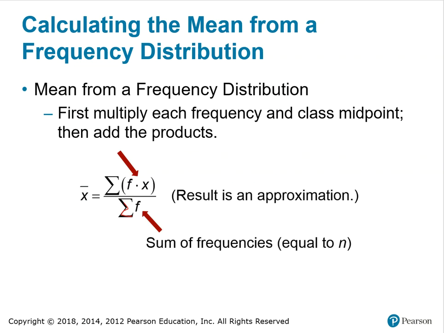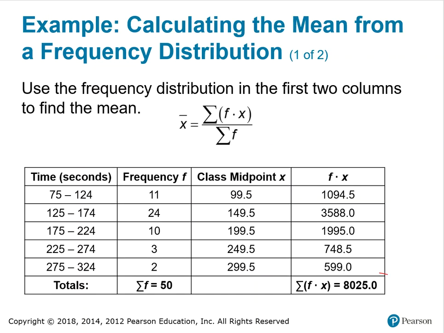This is our formula. The mean is equal to the summation, remember that is adding everything together, of each frequency times the class midpoint, and I'll remind you in a minute how to find that, and then dividing it by the sum of all the frequencies, which is going to give us an approximation of the mean.